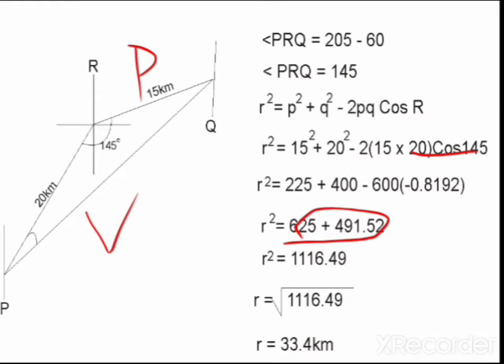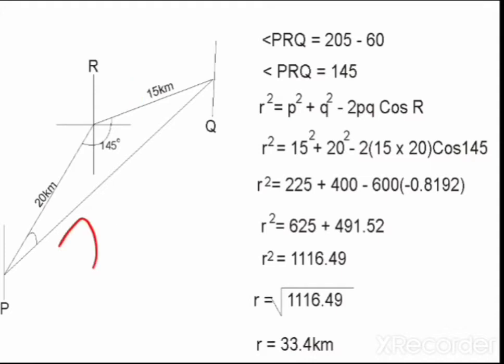Then we add these two together, and it will give us 1116.49. We are looking for r, not r squared, so we take the square root of both sides. The square root of r squared is r. Then the square root of 1116.49 is 33.4 kilometers. So the value of r is 33.4 kilometers. So the distance between P and Q is 33.4 kilometers.